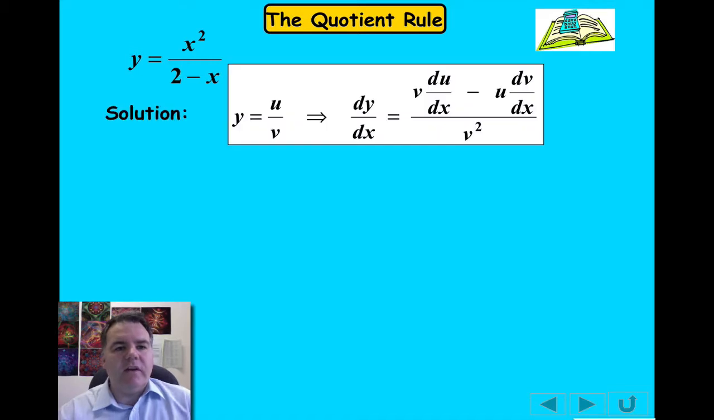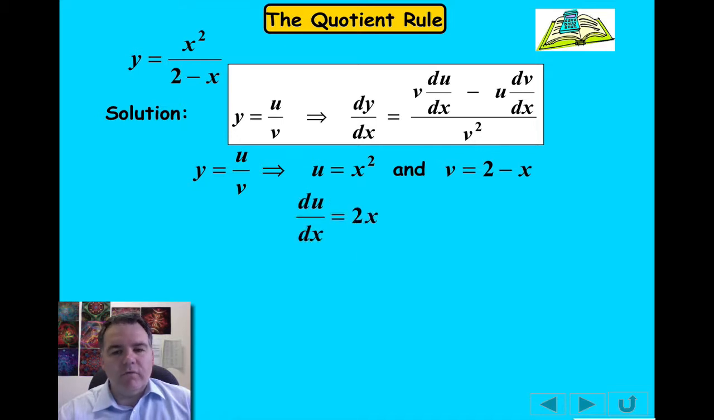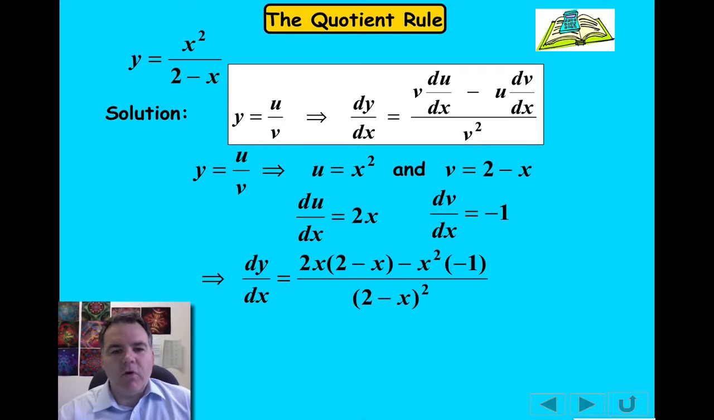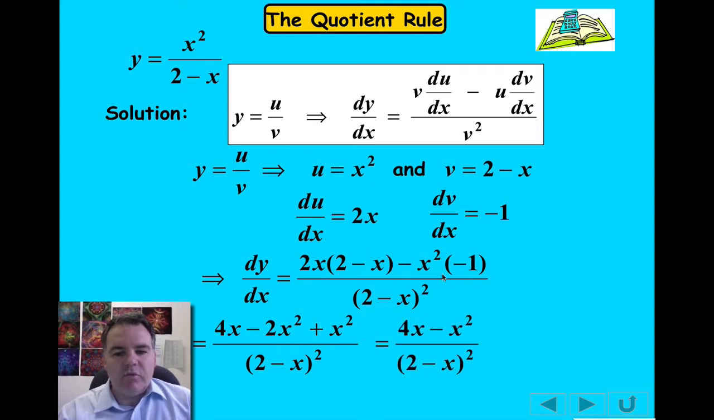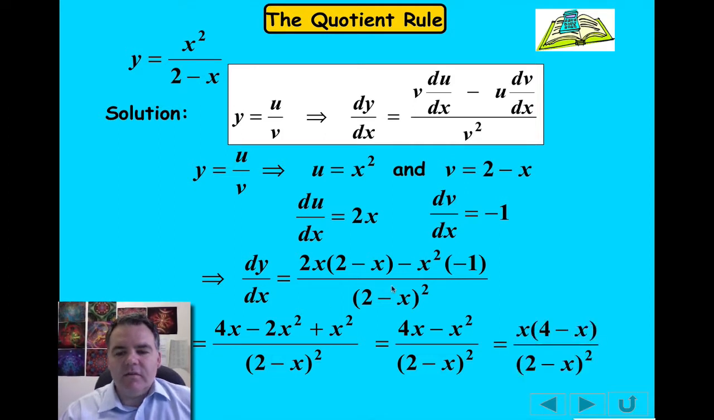x squared over 2 minus x. The top one we're going to define as u, x squared, the bottom 2 minus x. Do the derivative of the top, the derivative of the bottom, apply the formula. It's that simple. So u dash v, 2x times 2 minus x, minus v dash u, minus 1 times x squared, divided by v squared, 2 minus x squared. Again, simplify the top line, expand the brackets, 4x minus 2x squared plus x squared. And we've got some like terms that we can do there, and then factorize.